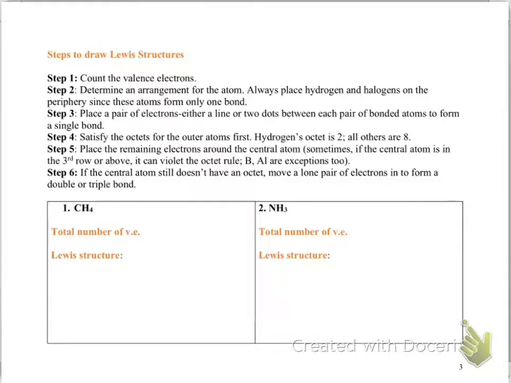So this video also talks about Lewis structures, but here we're going to draw the Lewis structures in a different way. We're going to follow these steps to draw the Lewis structure. Your step number 1 is you count the valence electrons, the total number of valence electrons. So the first example is again CH4.